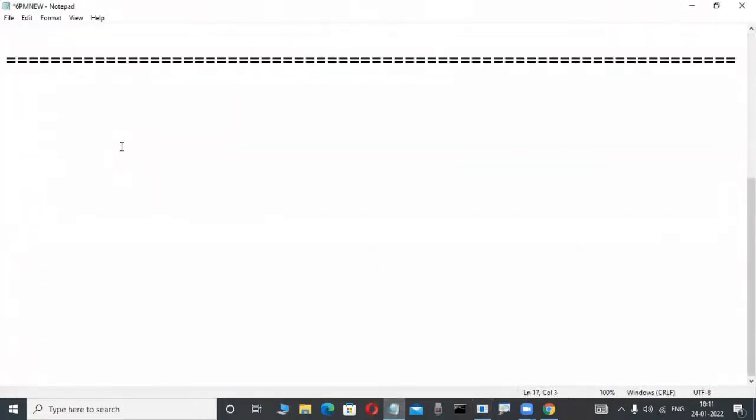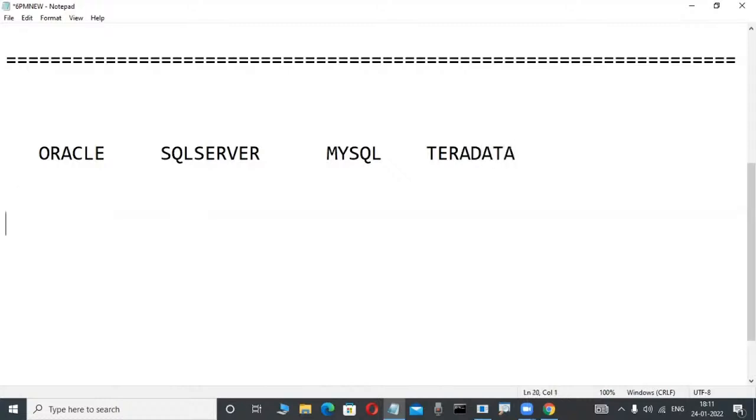Now concentrate here. Slowly observe. This is a demo class, I am just telling something. Oracle is a product from Oracle Corporation. SQL Server is a product from Microsoft. MySQL is an open source product, now also from Oracle. Teradata is a product from NCR Corporation. Sybase is a product from Ingres Software. Like this, so many products are there. All these products are relational databases, implemented based on the relational data model.